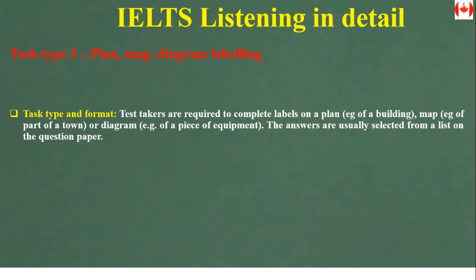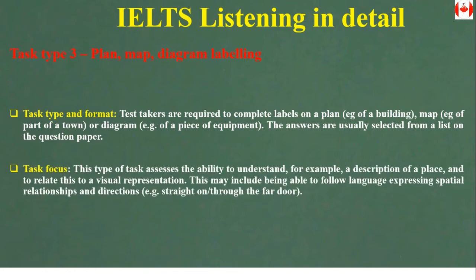In task number 3, it's a plan, map, or diagram labeling. In this task, you are required to complete labels on a plan, like a building or a part of a town, or a diagram. The answers are usually selected from a list on the question paper. So you will have a map or a diagram or a plan, and a list of answers that you have to put in the right place in the diagram.